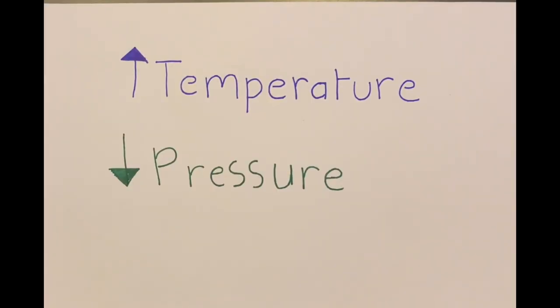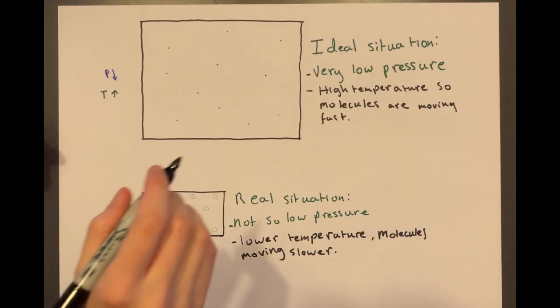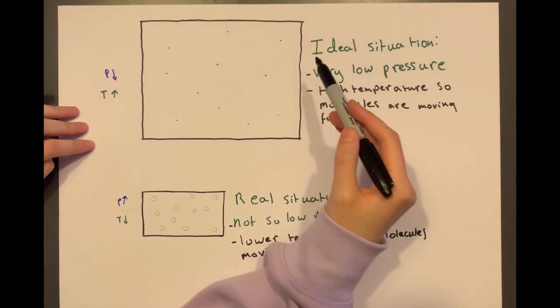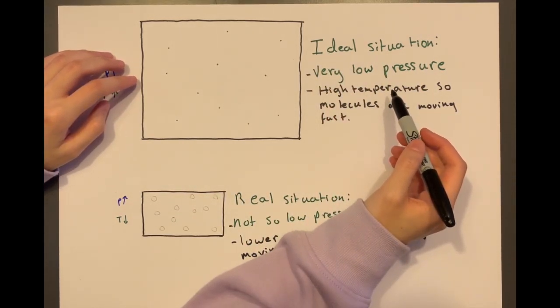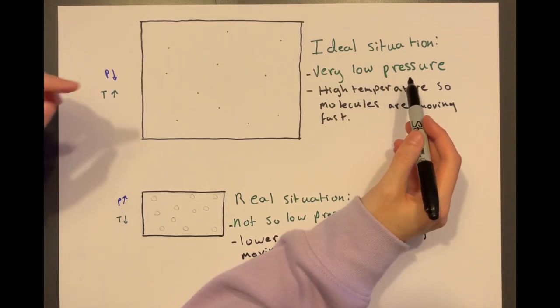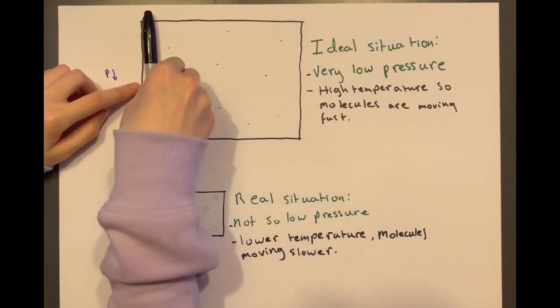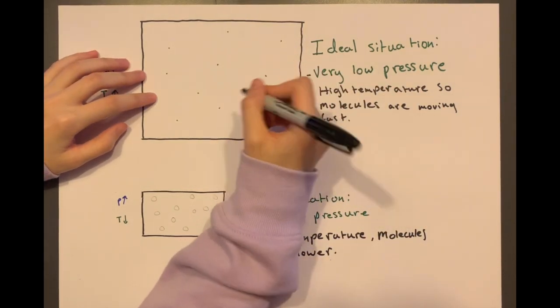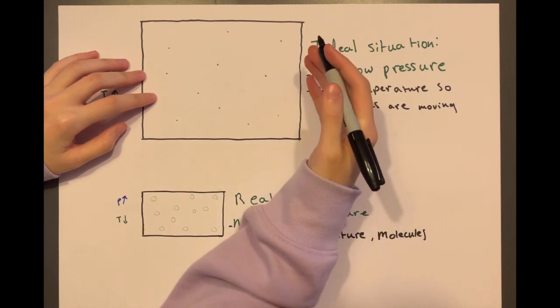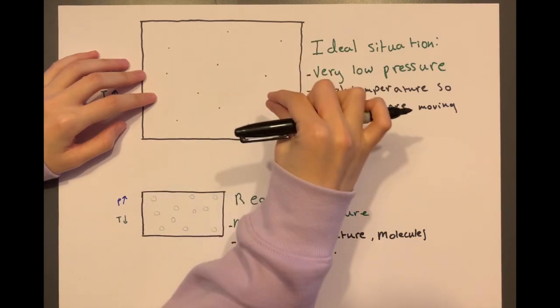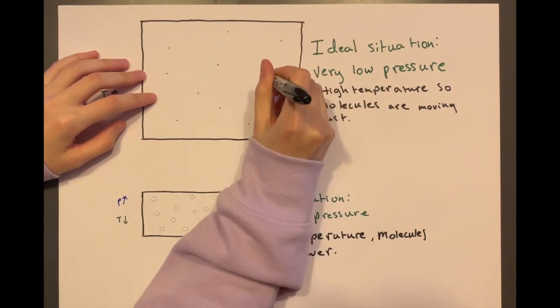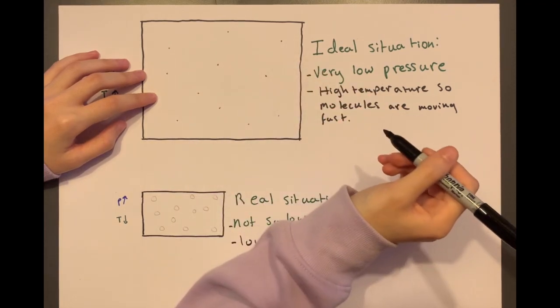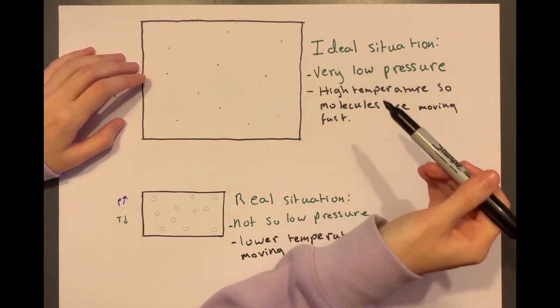The ideal gas equation only works in scenarios where the temperature is very high and the pressure is very low. Okay, so this is the ideal situation. In this ideal situation, we have very low pressure. And low pressure means that the total volume of the gas is extremely big compared to the volume of individual molecules in that gas. This allows us to assume that the gas molecules are infinitesimally small points that take up no space. So all of these molecules have no volume.